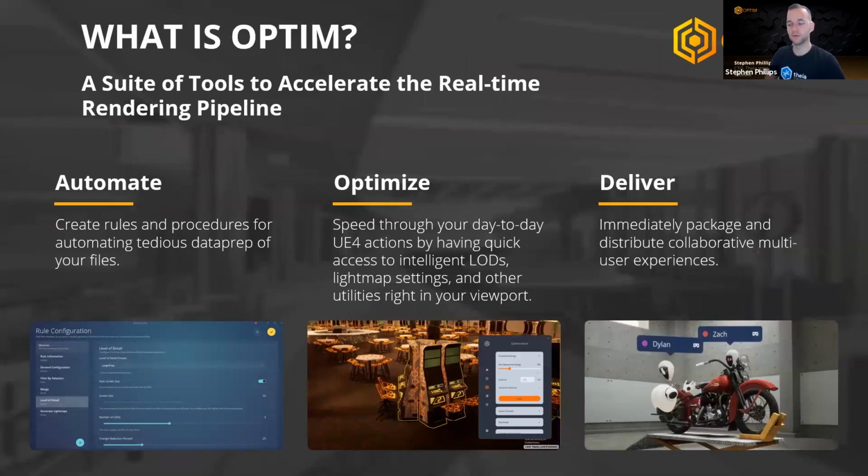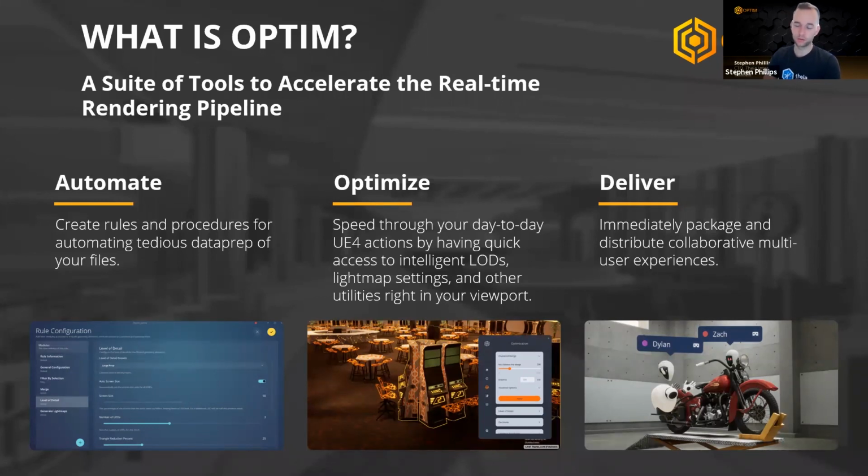Okay, so now there are these different areas of how to build your Unreal project, and Optim happens to cover quite a bit of that. Optim is a suite of tools to accelerate the real-time rendering pipeline. We built Optim for our own needs here, developing Unreal Engine projects, and have opened it up to the public. And it covers three main categories.